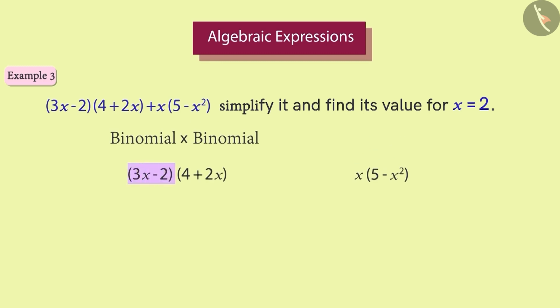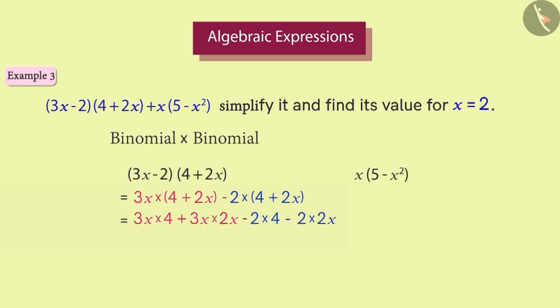Every term of this expression will be multiplied by this binomial. So we get this. Now, we use the distributive property. After multiplying these terms, we will get. We can see that we have two like terms here. So, let's group them together.